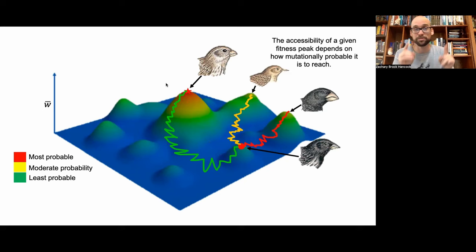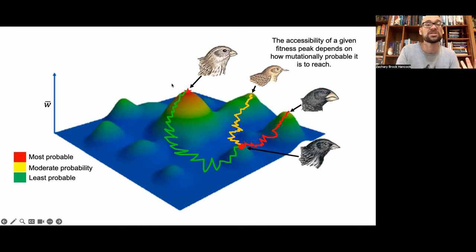So let's say there is still this highest peak here in the middle, but it's the least mutationally probable to achieve. In that case, the population may literally just never find it, and it may take the more probable mutational path and evolve in this direction and end up with a phenotype that looks like this, that is of a higher fitness than the one down here, but it is not the highest possible fitness.